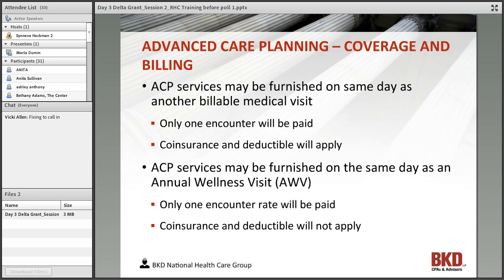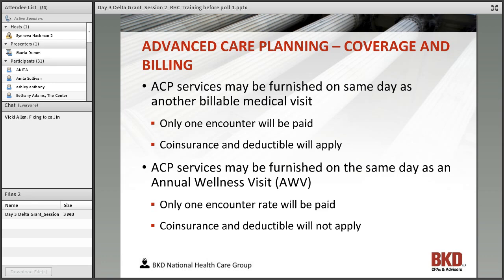We get a lot of questions about who can do the advanced care planning. Sometimes it's a combination and a team effort between medical professionals. Sometimes we have had questions on whether social workers or psychologists could also provide this. That is something that Medicare has not said they're not eligible to perform. They would be part of that care team, obviously, that might be discussing advanced care planning.